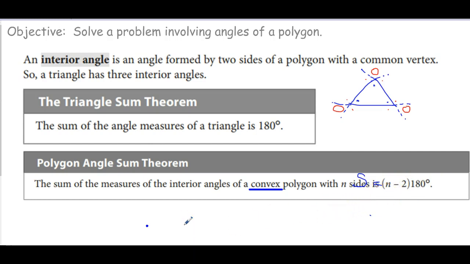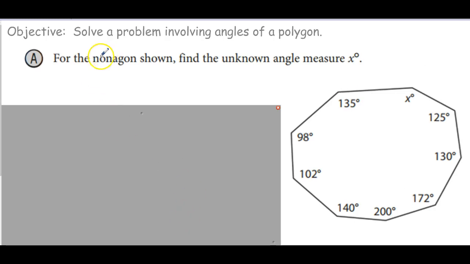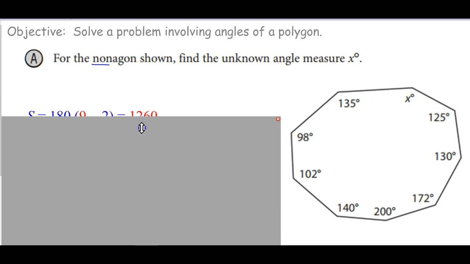So here we go, problem solving. For the nonagon, there are 9 sides. And if there are 9 sides, that means there are also 9 interior angles. Those guys always go hand in hand. Find the unknown angle, the measure of x. So basically we have to find out, what do the interior angles of a nonagon have to add up to? Oh, well, let's find out.